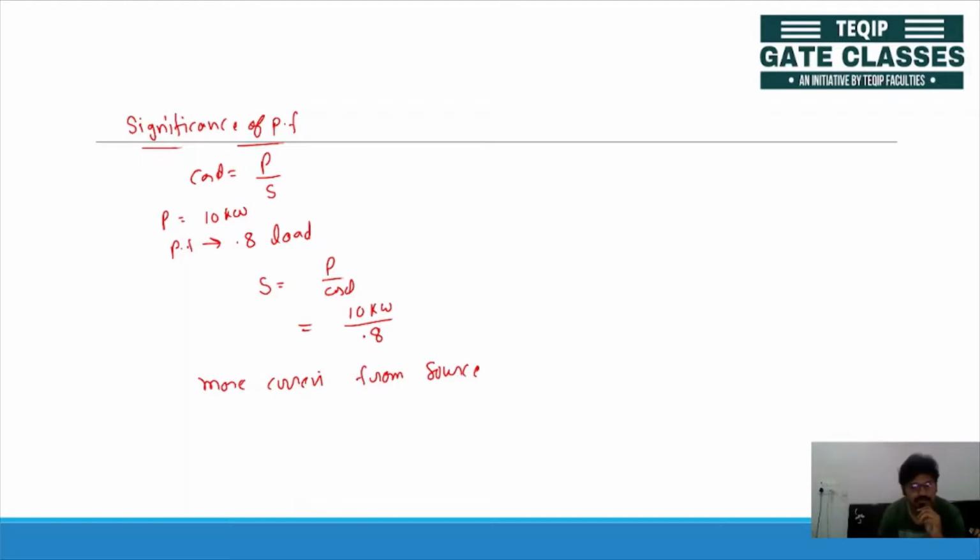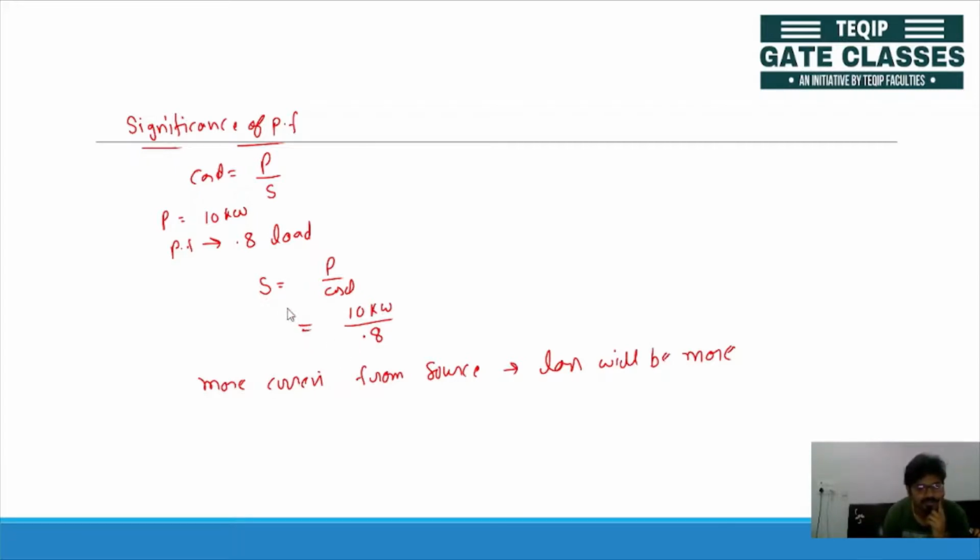The voltage is constant, so you have to draw more current from the source if you want to supply more power to the load. If you are drawing more current, obviously your I square R losses will be more, and if losses are more, then definitely your efficiency will be less. You also have to design your auxiliary equipments according to this current rating, so this will increase the rating of auxiliary equipments. So your power factor should ideally be 1, unity.